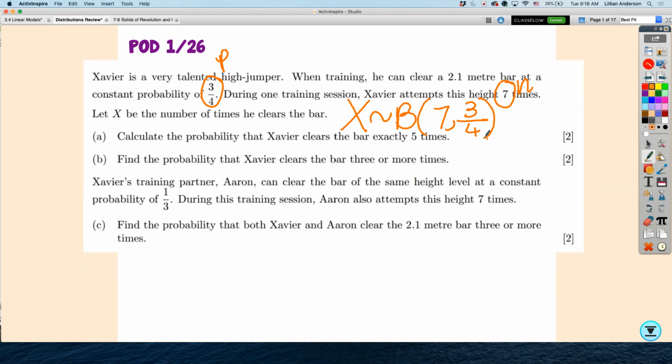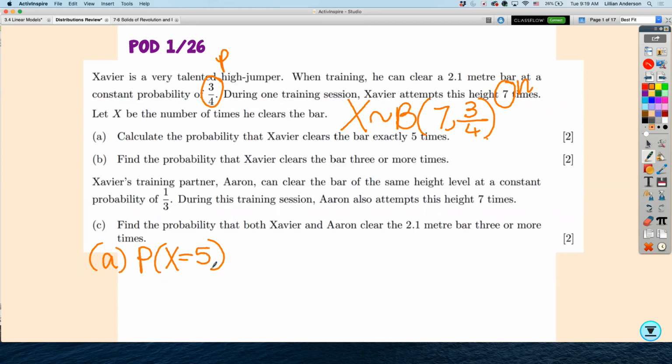Part A says to calculate the probability Xavier clears the bar exactly 5 times. What that means is that we're looking for the probability that X is equal to 5, exactly 5 times. Last week, we did it 2 different ways. We did it by hand. We also did it by the calculator.